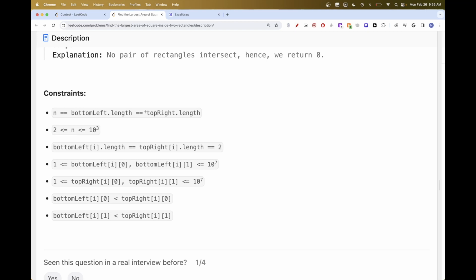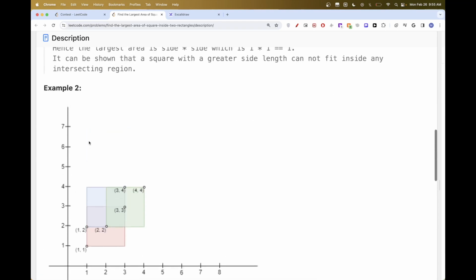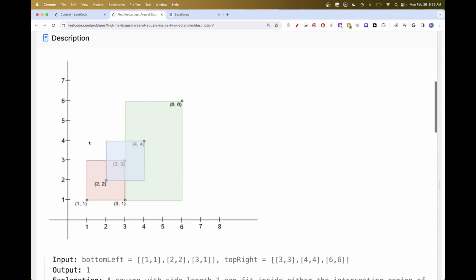Now, if you look at the constraint, the number of rectangles is 10 to the power of 3. So this means 10 to the power of 6 could potentially pass. So we can actually try every pair of rectangles. Try rectangle 0 with 1, rectangle 0 with 2, rectangle 1 with 2. And then see if any of these has an intersection, calculate the square intersection, calculate the area, and take the max, right? So that's the approach we can take, but let's see how we can accomplish it.